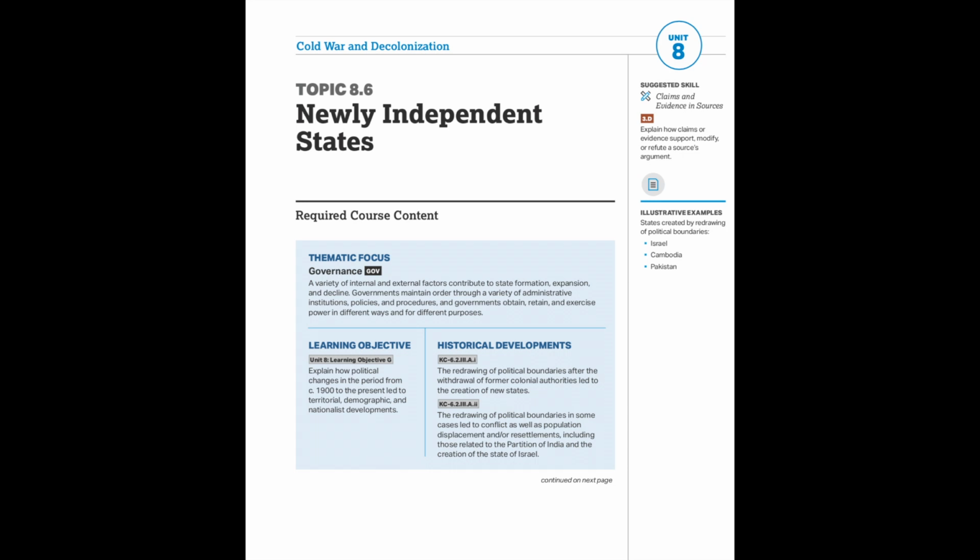Basically what you need to know is that global politics and wars created new states in this time period. And if you remember the way I taught you to study for this class, you take the topic page like this. You look at the topic page, which is 8.6, and the learning objective says, explain how political changes in the period from 1900 to the present led to territorial, demographic, and nationalist developments.